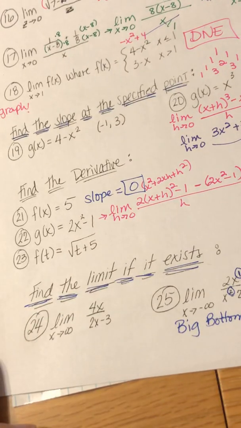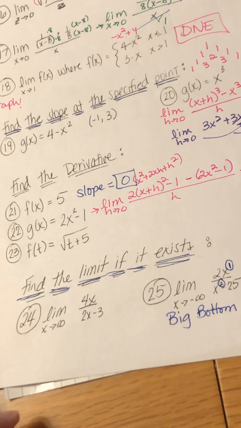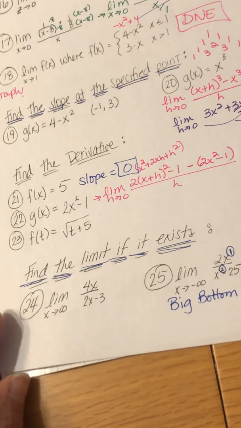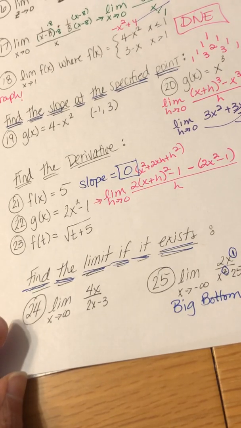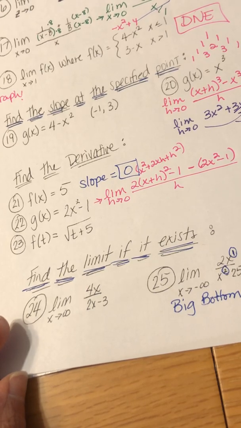Okay, and that was 22, so now we're on 24 and 26, and then we're done. All right, number 24, we're finding the limit as x approaches infinity of 4x over 2x minus 3.